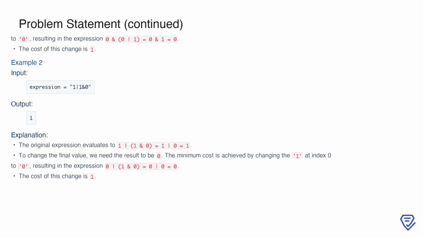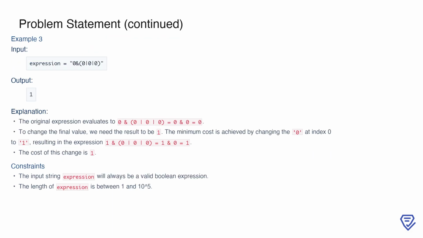Now, consider another example where the input expression is 1|1|(0&0)&0. When this expression is evaluated, the result is 1 or 1 or (0 and 0) and 0, which simplifies to 1 or 0, and finally evaluates to 1. To change the final value of the expression to 0, the minimum cost is achieved by changing the 1 at index 0 to 0. The modified expression becomes 0|1|(0&0)&0, which evaluates to 0 or 0, resulting in 0. Again, the cost of this change is 1, which is the output.